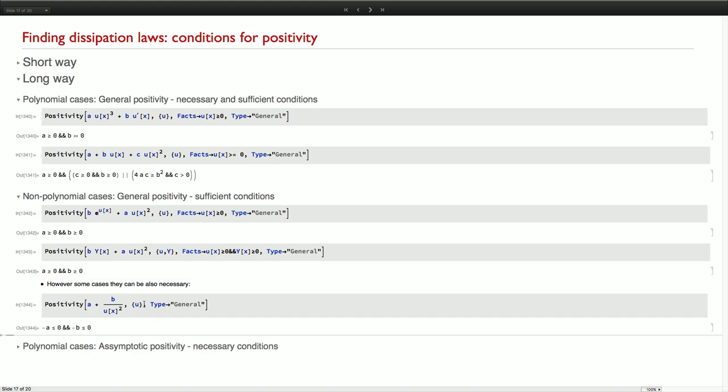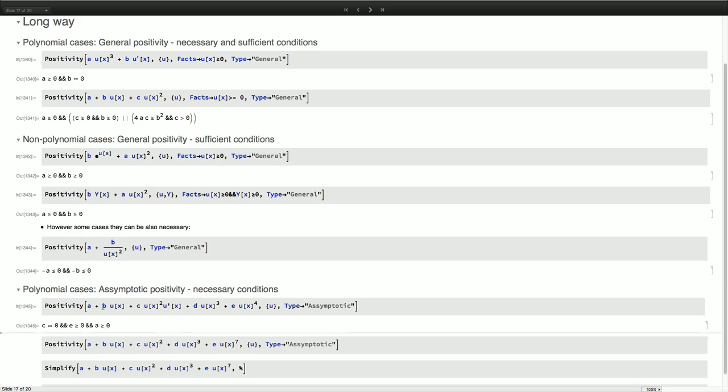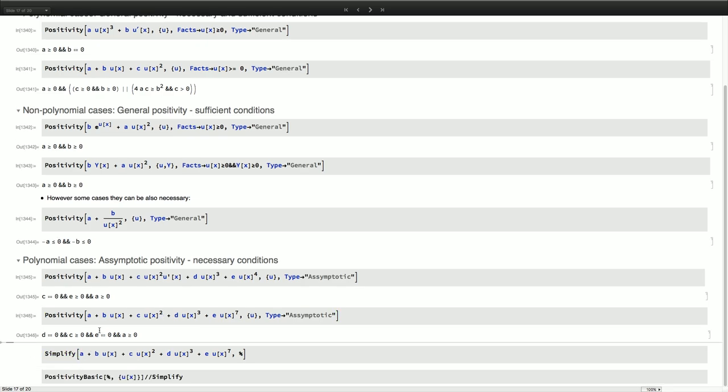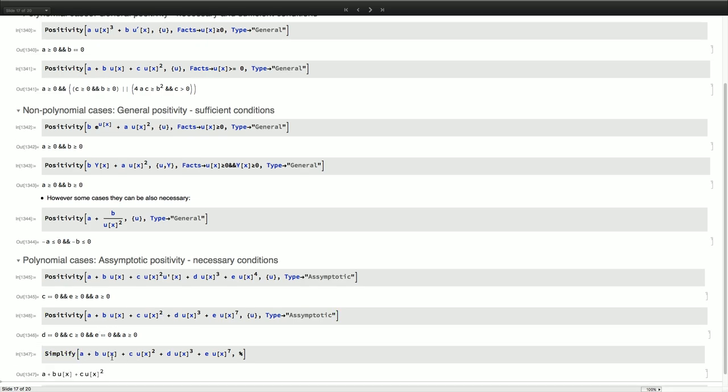Also this one. And also we have a case which finds the asymptotic positivity. Asymptotic means it finds the conditions for being positive just with the higher and lower order terms of the expression, and with the higher and lower degrees of the expression with respect to the terms. And let's see, it finds the conditions.